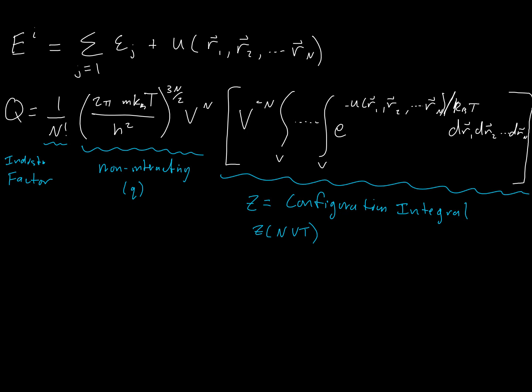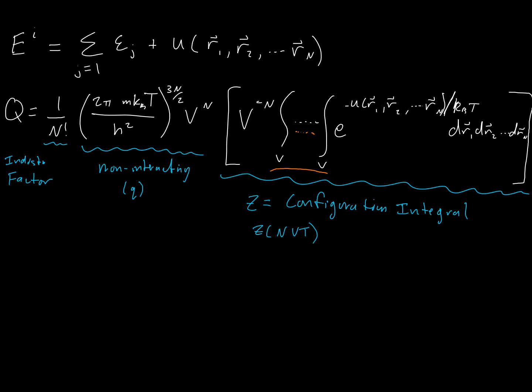Okay, so the first two terms, the indistinguishability factor and the non-interacting single particle partition function, hopefully look very familiar. In the configuration integral, we are integrating over all of the possible positions for every single molecule and for every single possible configuration, right? That's what this term right here is, the integral over the volume, and I did the dots because there are lots and lots of integrals.